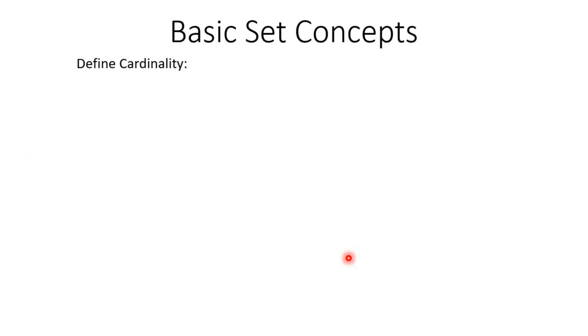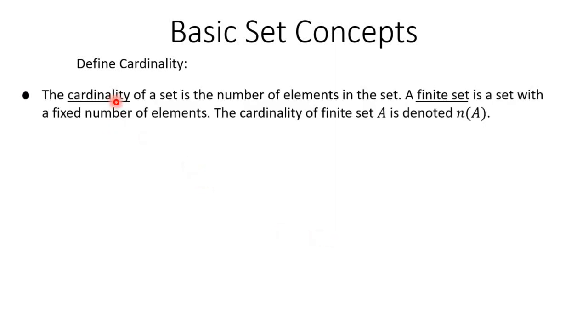All right, now let's define the cardinality of a set. The cardinality of a set is the number of elements in the set. A finite set is a set with a fixed number of elements, or a finite cardinality. The cardinality of a finite set A is denoted n(A). So when you see this, you can read it as the cardinality of A or the number of elements in set A, either way.